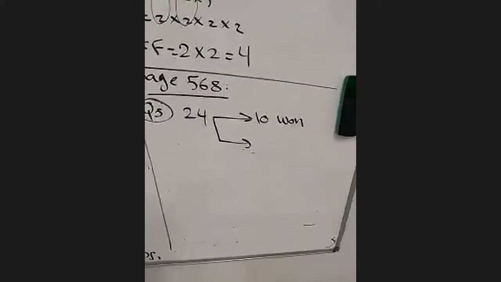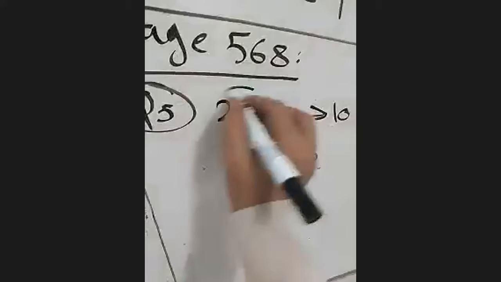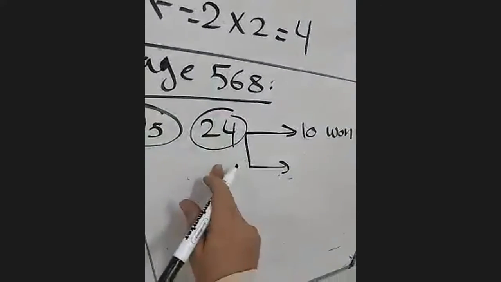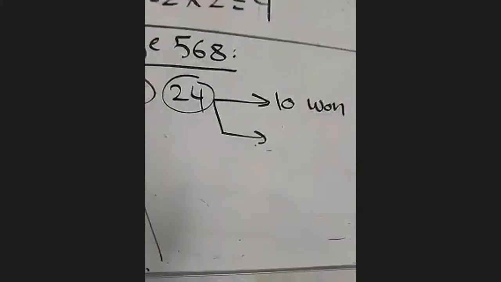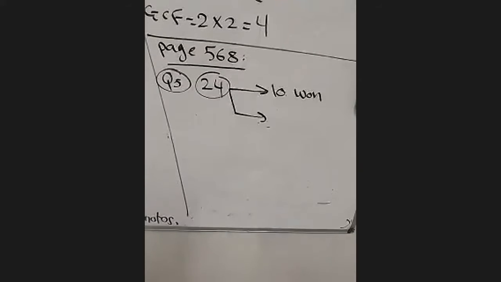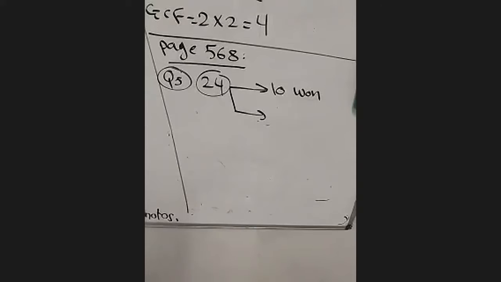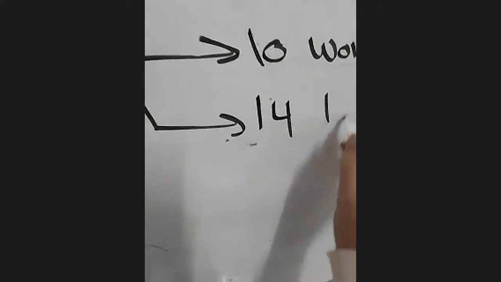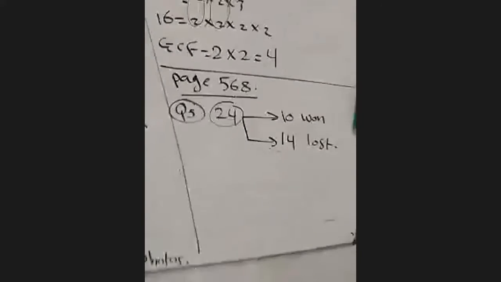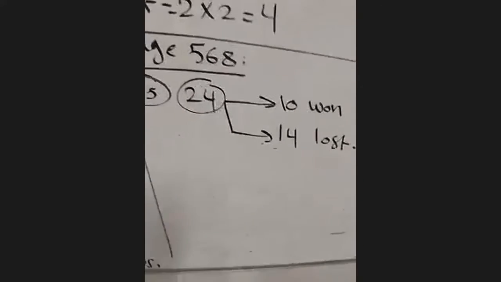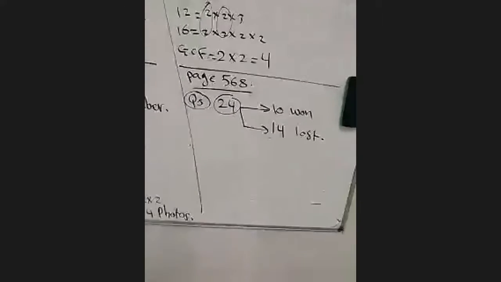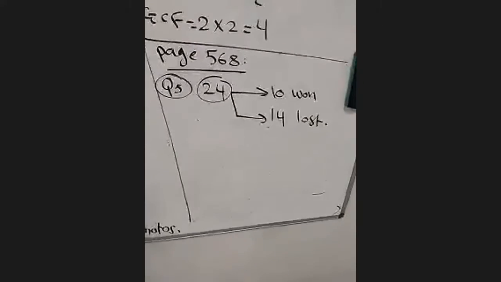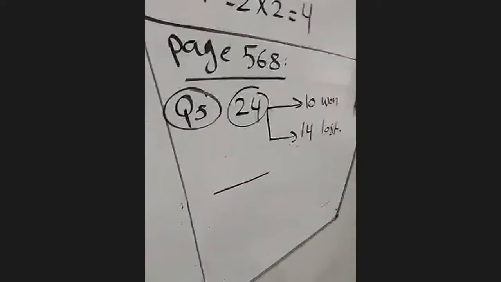She played 24. The total games is 24. She won 10. How many games did she lose? 14. Excellent. So she lost 14 games, right? Now the question: what's the fraction of the winning or of the losing games? Of the losing games. So what is the fraction of the losing games?